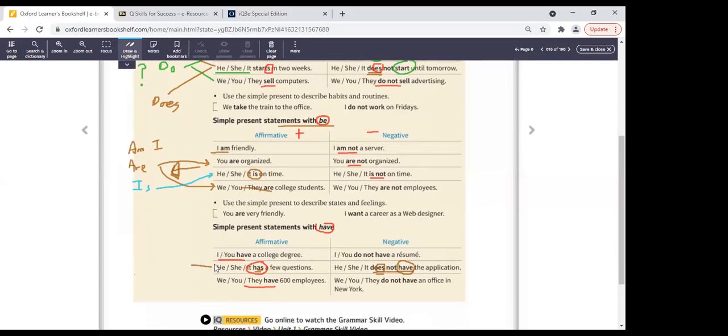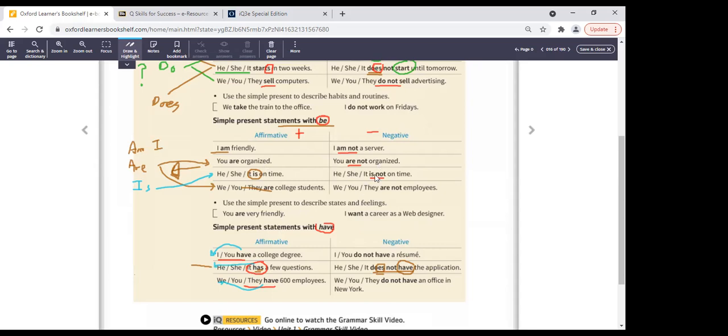And the question for have, the same thing again. We just put have at the start: have I, have you, have we, have they. And for he, she, and it, has he, has she, has it.